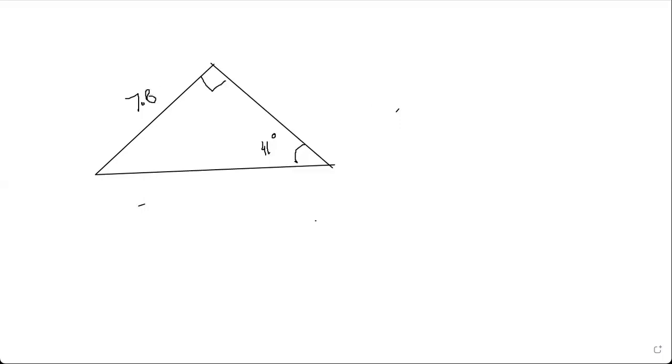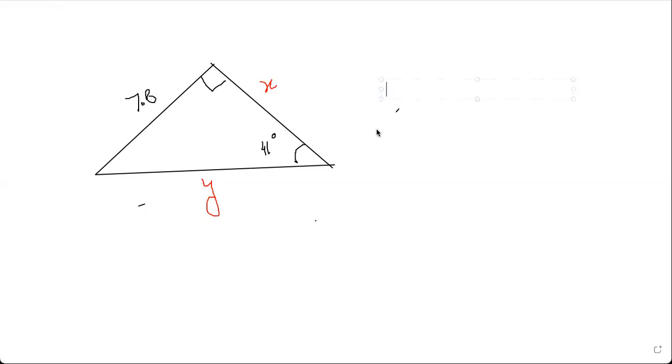Now let me show you. They are asking you to find this side, x, and this side, which is y. You can check if you can apply the Pythagoras theorem. You cannot apply the Pythagoras theorem here. It means you have to go for a trigonometric ratio.